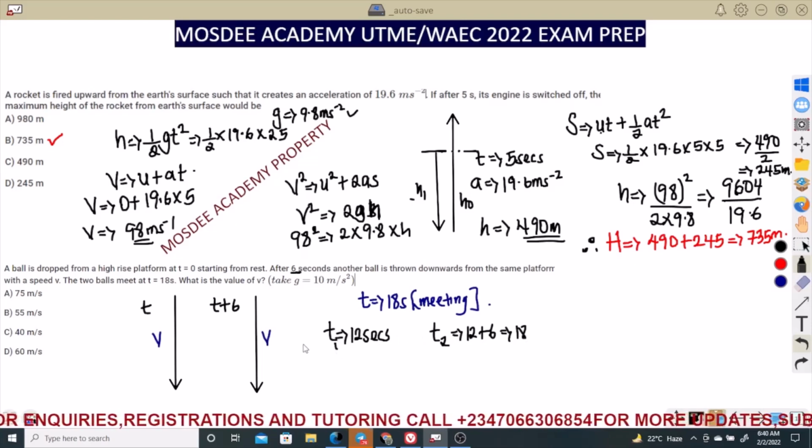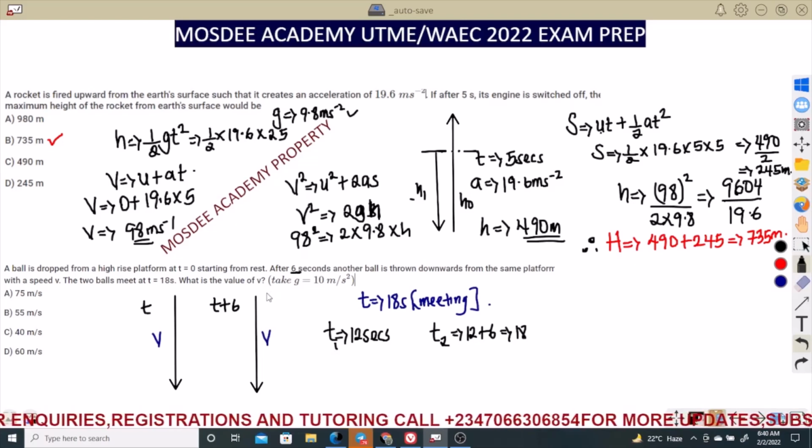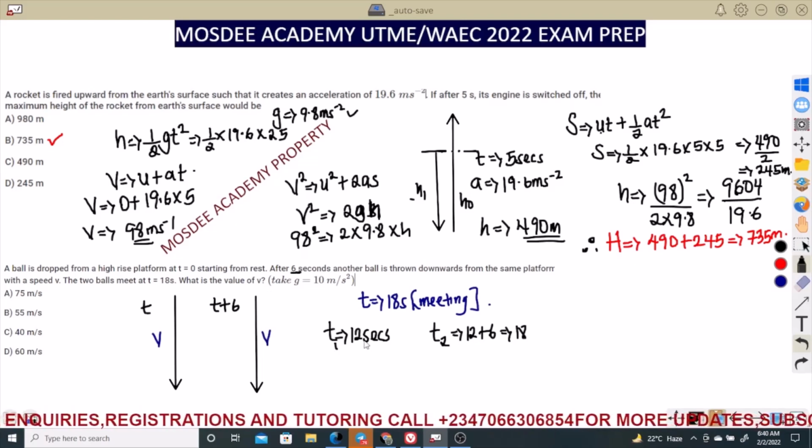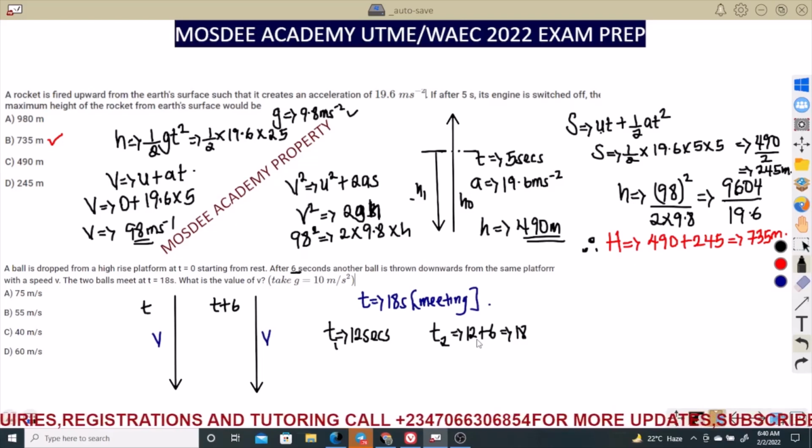So at a particular time of 12, the first ball moved for 12 seconds for them to meet at 18 seconds. You understand that? Because the interval between the times is 6 seconds. So that is just the technicality in this question. If you're able to understand and decipher that particular fact, it is very easy to get the answer.